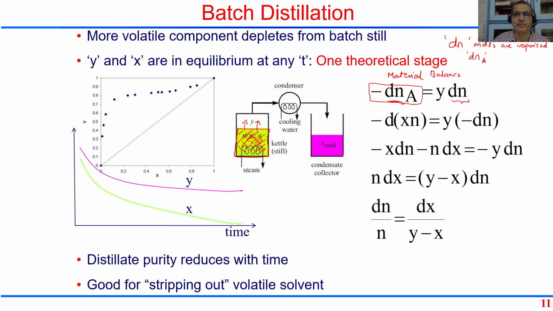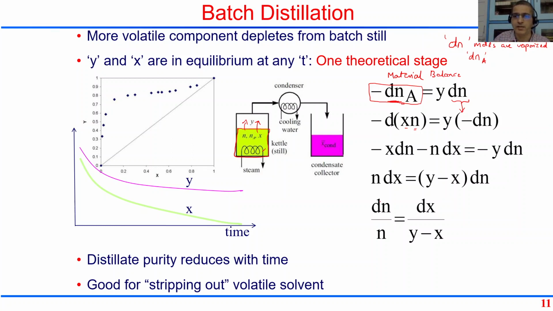batch liquid, batch still the liquid phase, we can write it as x multiplied by the total moles that are there in the liquid phase. So the total moles that are there in the liquid phase is, say, N, and x is the mole fraction of the more volatile component, that is component A. So the derivative of xN would be y into minus dn. So if you recall, this dn is now actually minus dn because it is a loss. We are writing a balance for this liquid phase.